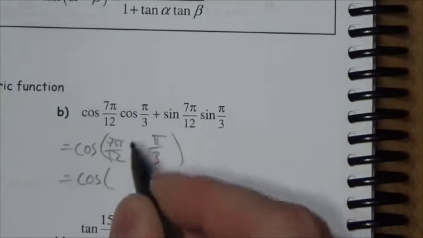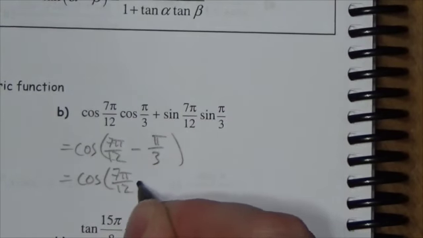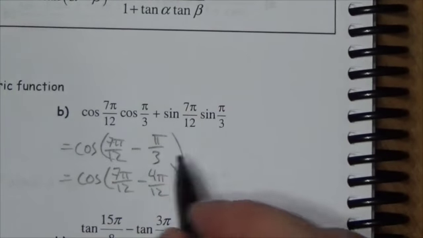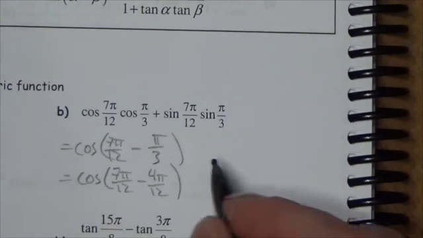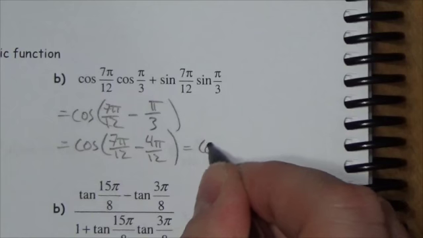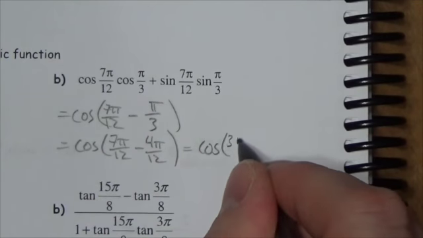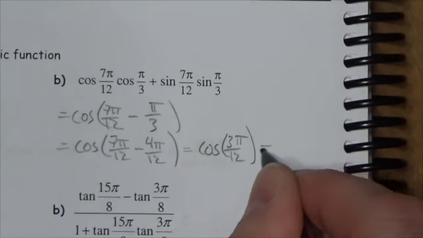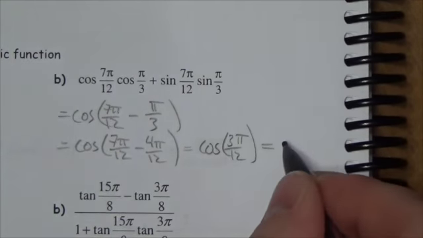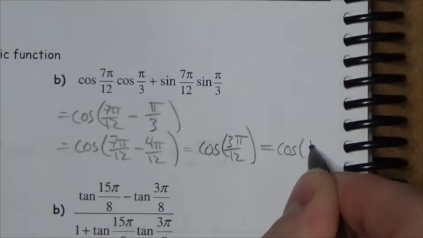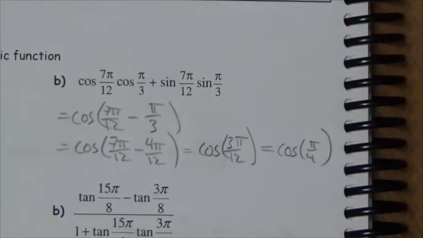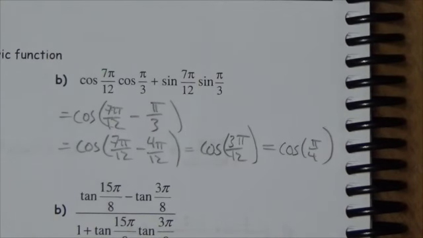Now, that just requires common denominators, so I get 7 pi over 12 minus, and then pi over 3 will become 4 pi over 12, because I multiply numerator and denominator by 4. Now, 7 pi over 12 minus 4 pi over 12 is going to be the cosine of 3 pi over 12. But please don't leave it like that. Please, I beg you, don't leave it like that. 3 over 12 is a quarter, so this is going to be the cosine of pi over 4. That's actually what this one reduces down to. In fact, we could even evaluate that right now and get an exact form, but that's not what it's asking for.